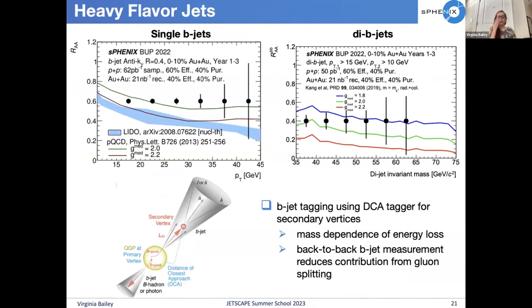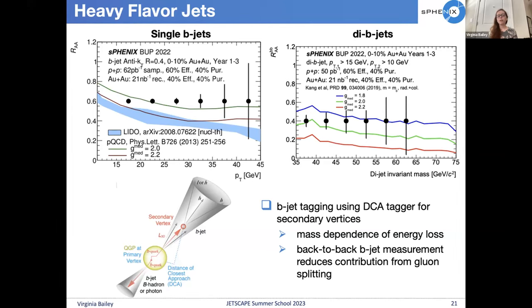And then one more knob that you can turn on jets is changing the mass of that initiating parton. So looking at heavy flavor jets. Here I'm showing a couple of projections for single B jets as well as di-B jets, where you can further narrow the physics process that's producing these B jets and reduce the contribution from gluon splitting. So you get a little bit of a different physics message from this, really trying to understand the mass dependence of energy loss.